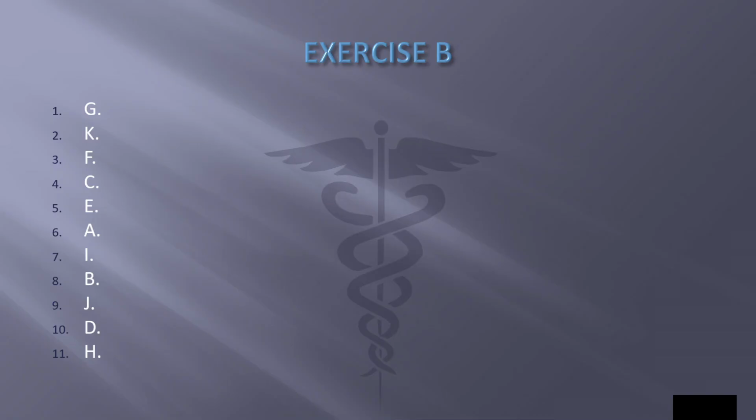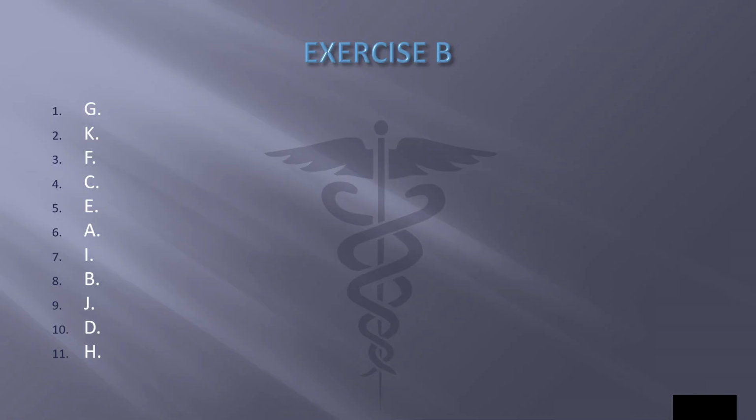Number 6, sclera is A, the white outer coat of the eyeball. Iris is letter I, the colored pigmented portion of the eye. Eardrum is B, the membrane that separates the outer and middle parts of the ear. Auditory canal is J, the passageway leading into the ear from the outside of the body.